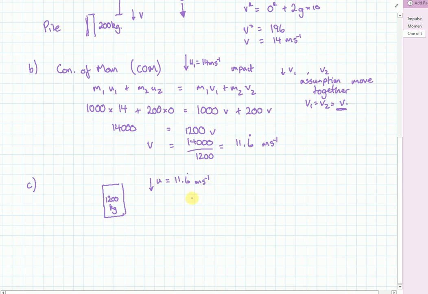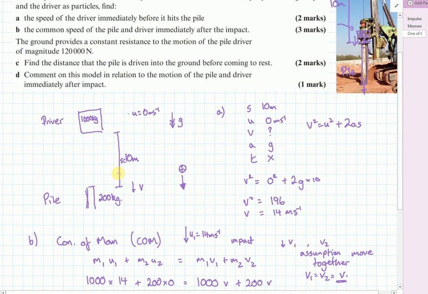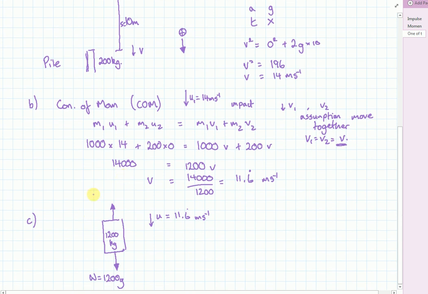Now you could use different letters here or talk about the part of the question. I'm using the diagrams to be clear what my changes are. This is going to move downwards with a force due to weight pulling us down, so this is 1,200 g. They say there's a resistance to motion, and the resistance to motion was 120,000 newtons. Now, one of the problems people have is they'll forget that there's still weight acting. Don't forget the weight. This is still needed.